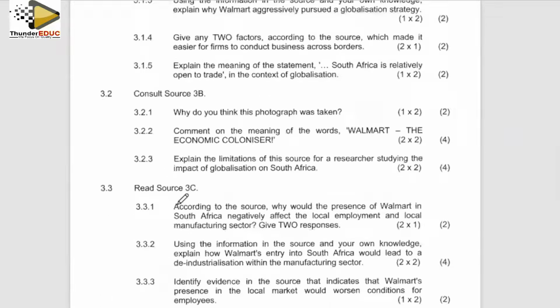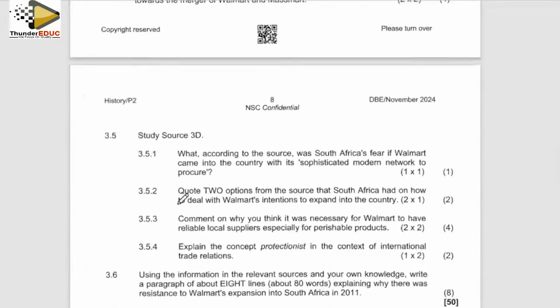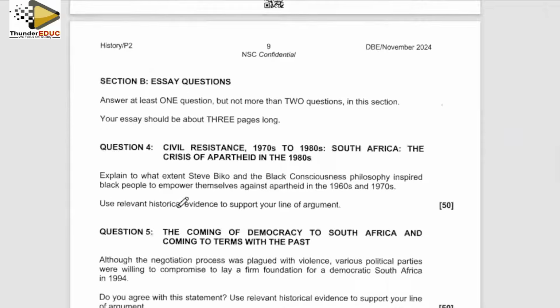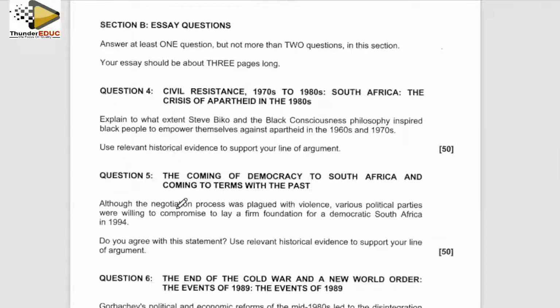Right. We are not going to look at globalization. We are going to look at the essay question, which is question number 4 and 5. Right. We have civil resistance in the 1970s to 1980s, the crisis of apartheid in the 1980s. Our core focus for this question, we know, is Black consciousness. That is our core focus for that particular question. We focus on the influence of Black consciousness on Black societies in the fight against apartheid.